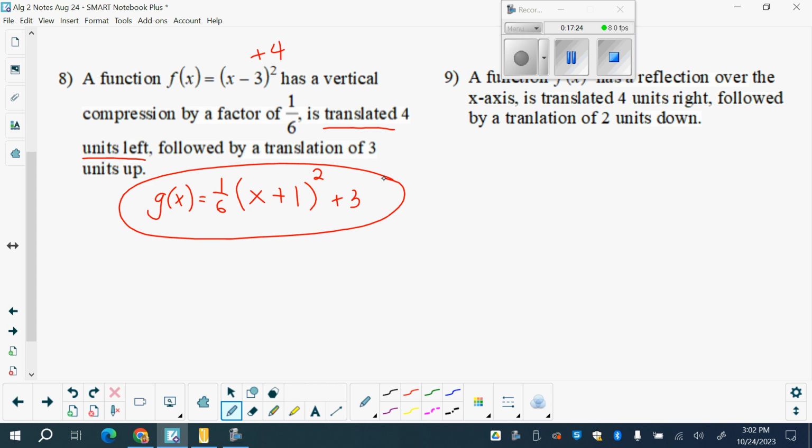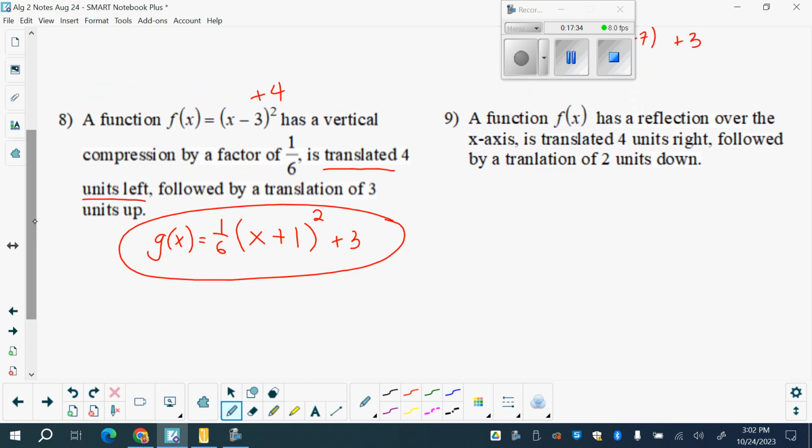Okay, one last one. What's different on number 9? It's not equal to anything. It's just f of x. This is the first time I've given you one like this. So we don't have an equation to work with. We just have f of x to work with. So we're going to say g of x, and we're going to take that f of x and do our transformations. So reflection over the x-axis would be where? What does that do? Negative.